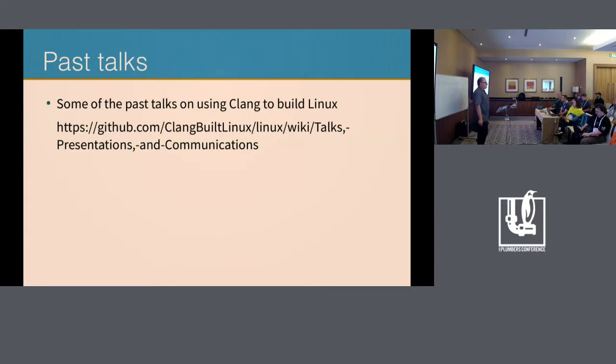There's also a list on the wiki of past talks. These are primarily past talks that Nick has given over the years on this topic. I actually need to go in and add some of my talks and some of the other ones that people have done on here so we can have a complete history of everything. There's all sorts of talks like this one up there that can show you what's going on and what's happened in the past.